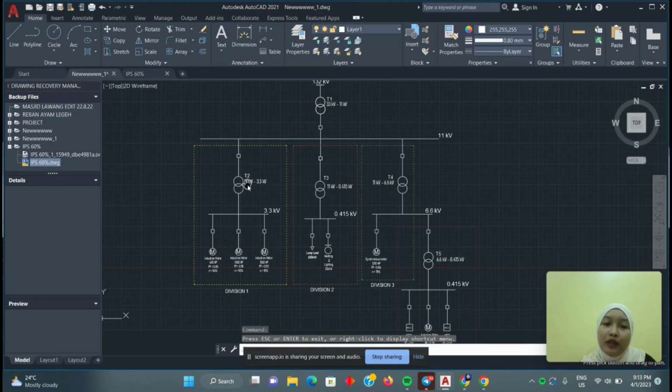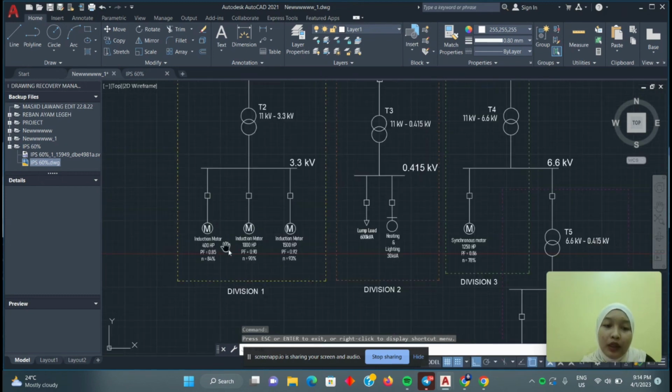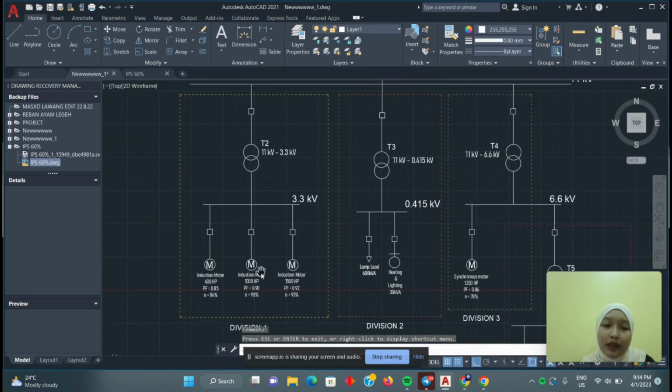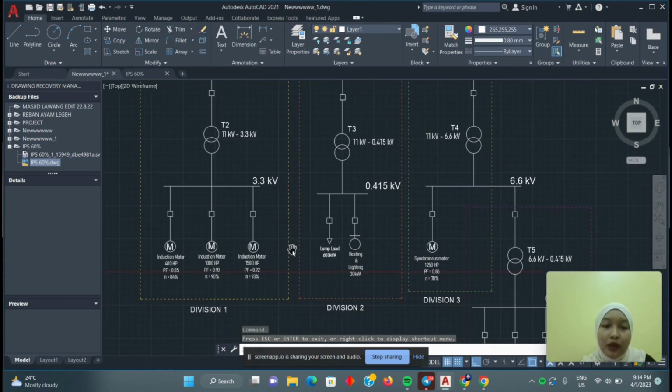And then transformer 2 will step down the 11 kV to 3.3 kV, and then the voltage will go to the different loads at the line, which is here we have induction motor 1 at 400 horsepower, and second we have induction motor 2 at 1000 horsepower, and then we go to induction motor 3 at 1500 horsepower. All of these three have different power factor and different efficiency.